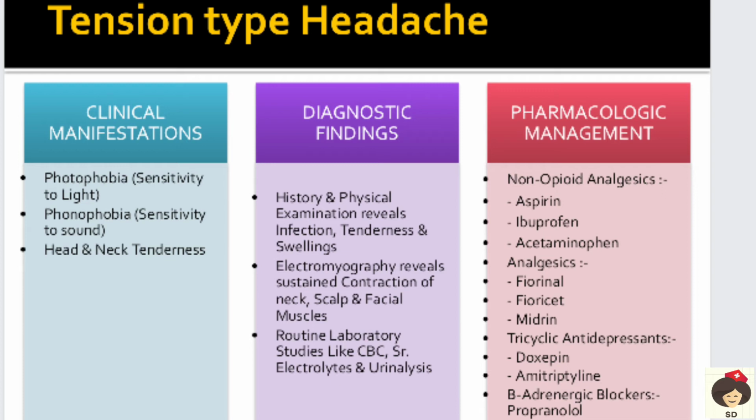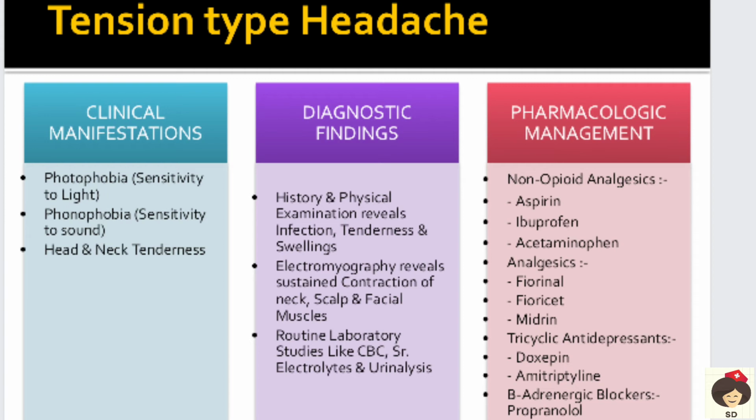Next is pharmacological management in tension type headache. So first we have to administer non-opioid analgesics. Non-opioid means those that do not cause abuse. Okay, so there are some opioid analgesics which are more potent and the patient can abuse that. So non-opioid analgesics or simpler forms of analgesics, one is aspirin, brufen, acetaminophen. Okay, and other analgesics are also given, that is Fiorinal, Fioricet and Midrin. So these are all combinations of analgesics. Okay, there are 2-3 drugs mixed and they give these drugs.